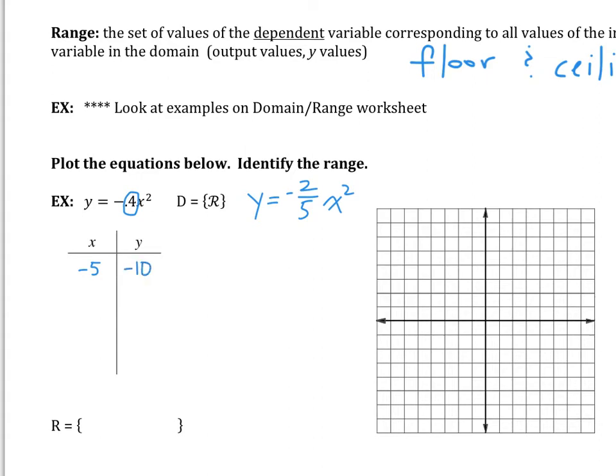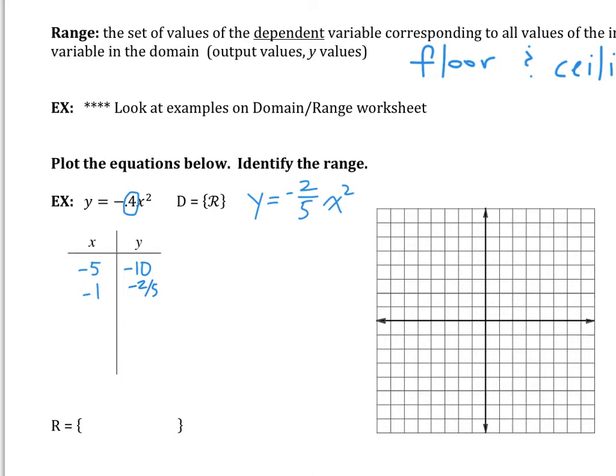Okay, if I started with, let's just say, negative 1, what am I going to get for my y value? Well, negative 1 squared is 1 times negative 2/5. I get negative 2/5. It's not the nicest y value to plot if I want to plot exact values. Okay, so you want to think about the points that you choose in your table.